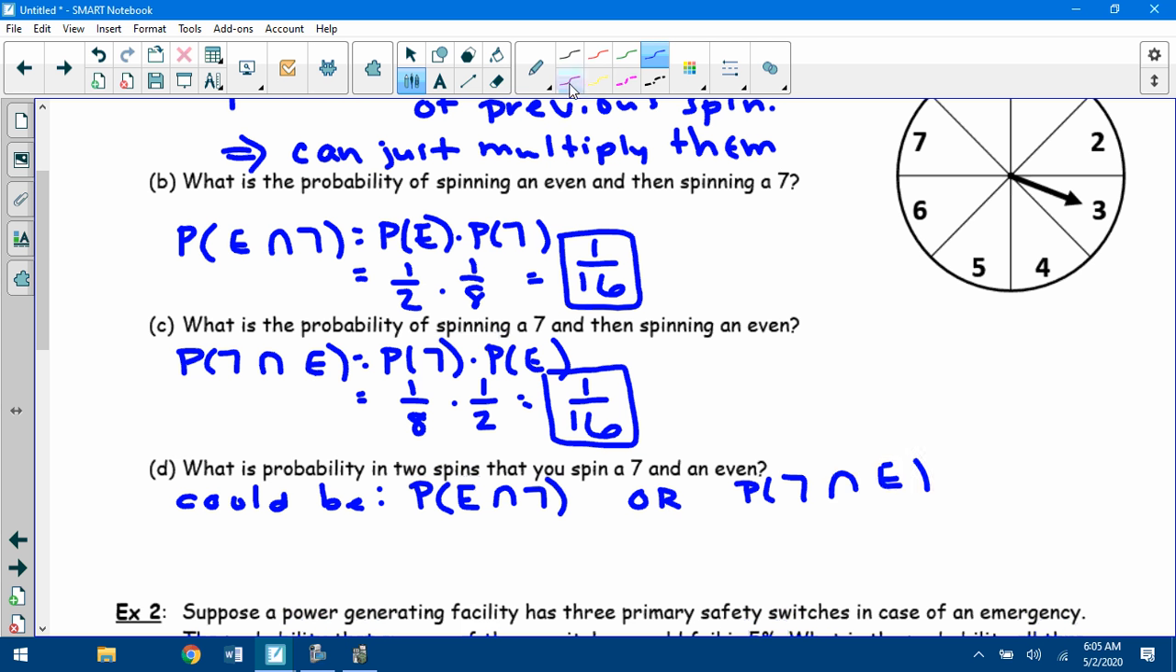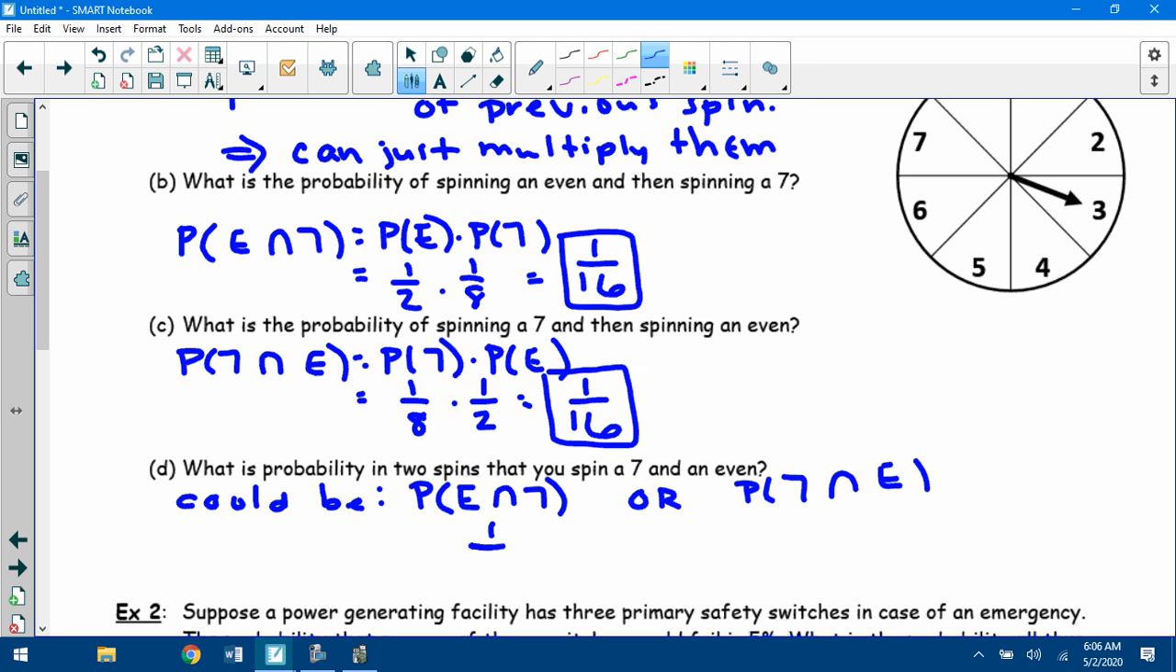Now the wording is really tricky in probability. These two were very specific. You spun an even and then a 7, one scenario. You spun a 7 and then an even, one scenario. But this just says in 2 spins, one of them's a 7 and one of them's an even. It doesn't specify the order. So you need to take both possibilities into account.